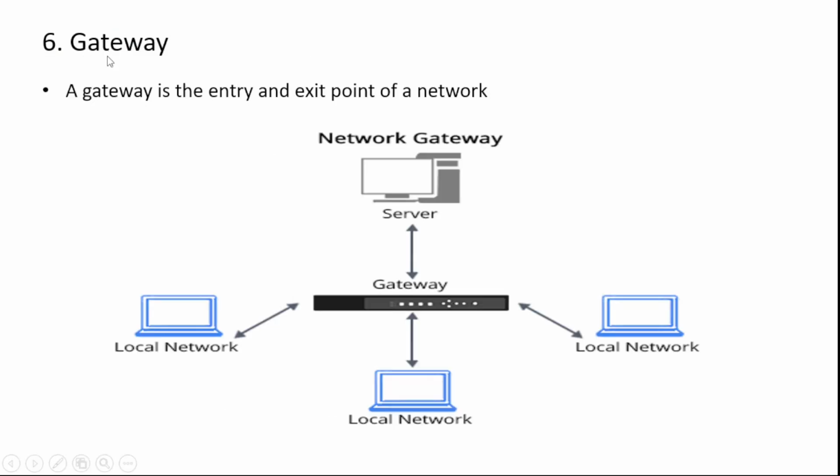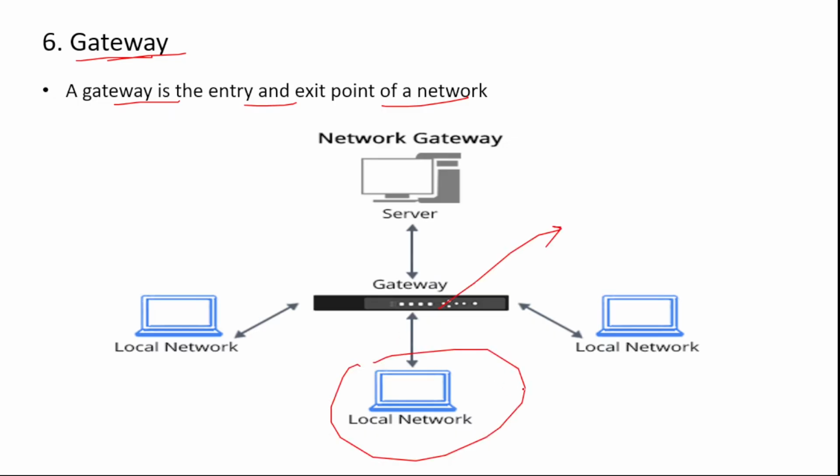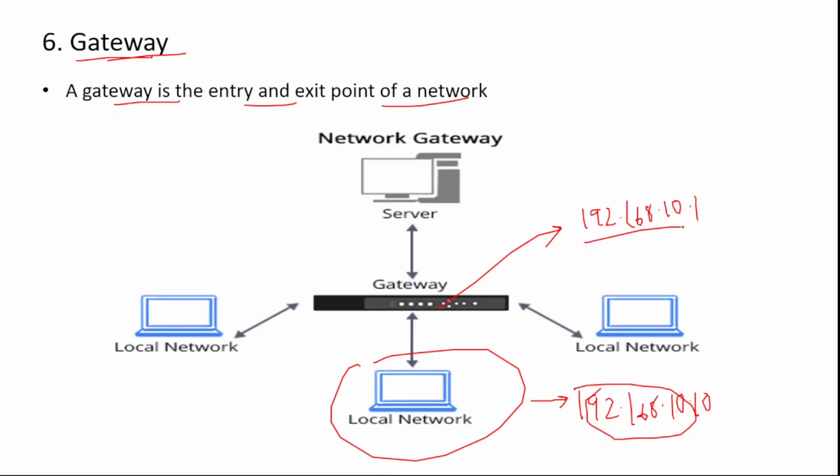Next is gateway. A gateway is the entry and exit point of a network. Suppose this PC's IP address is 192.168.10.10, and the default gateway is 192.168.10.1. So this PC uses the default gateway 192.168.10.1 to enter and exit the network. For the default gateway, devices like a router are used.